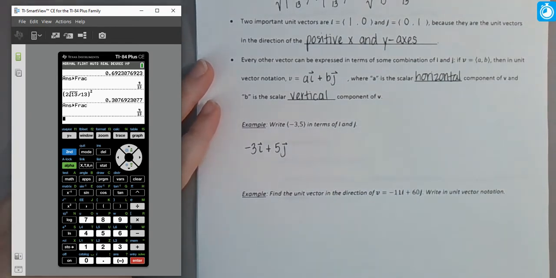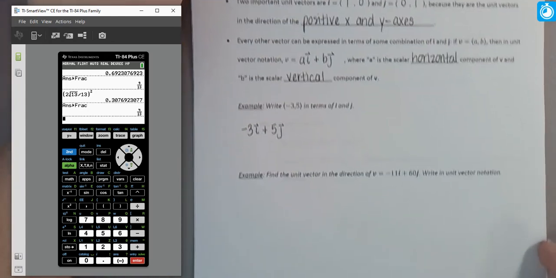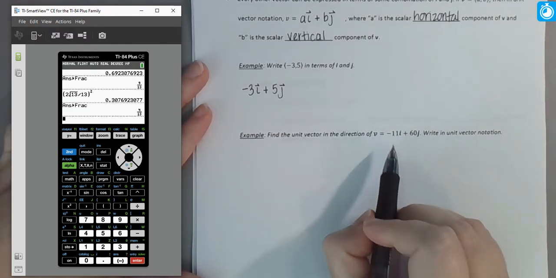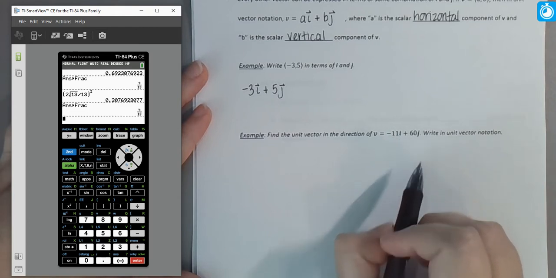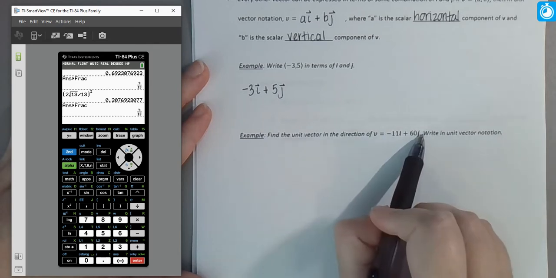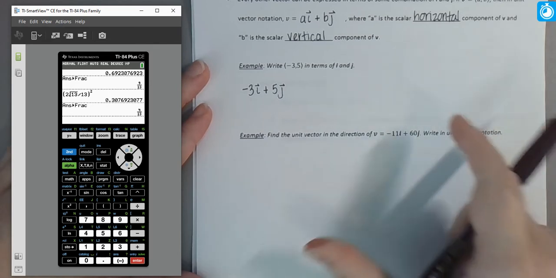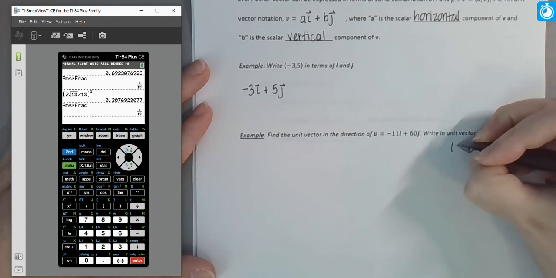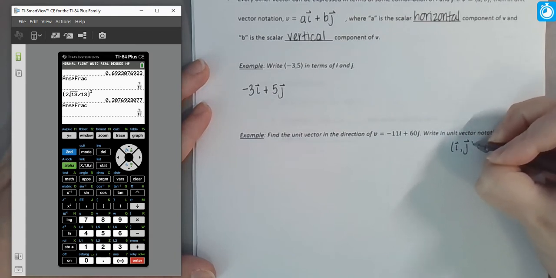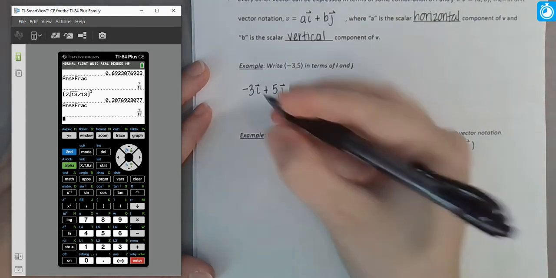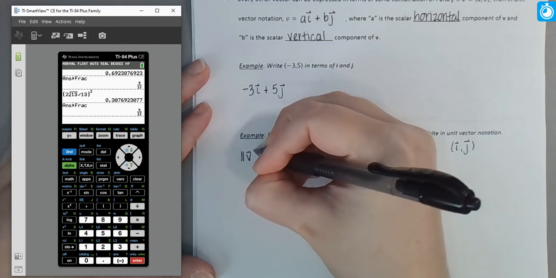So the rules for finding magnitude apply. The rules for finding a unit vector also apply. So suppose this is our vector given in terms of i and j. So the vector v is -11 times i plus 60 times j. And we want to find a unit vector that points in the same direction as this vector but only has a length of 1. And we want to write it in unit vector notation, which just means in terms of i and j. Well, we know first we need to find the magnitude. How long is this actual vector that we're looking at? That's the question.